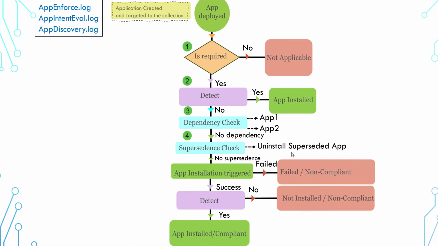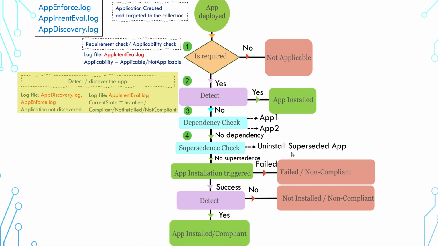So let's come to the application deployment. The application is created and targeted to the collection. Then what? It is going to check whether the application is required or not. Where can you find that information? In the log file AppIntentEval. AppIntentEval.log will give you the information whether that application is applicable or not applicable. Applicable means yes, it is required. Not applicable means done, we don't require that application. Simply mark it as we don't need it.